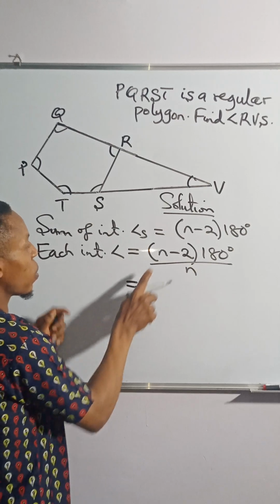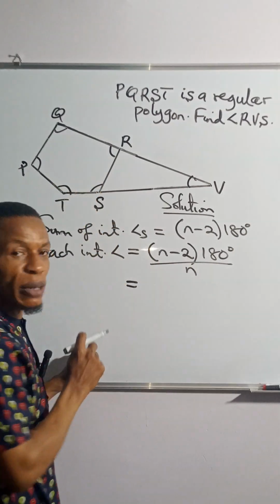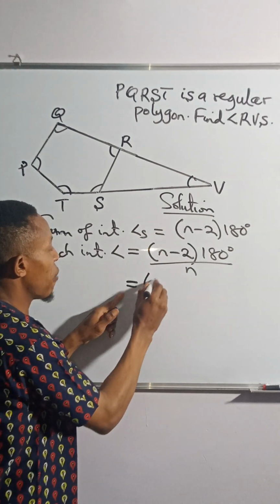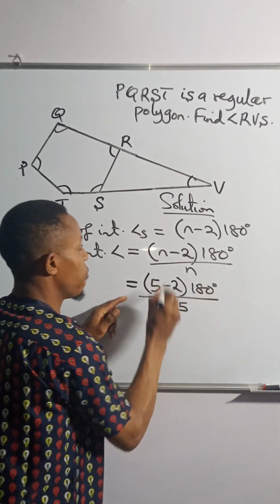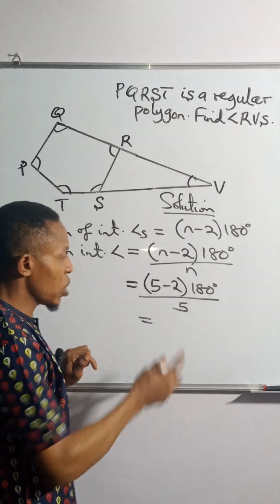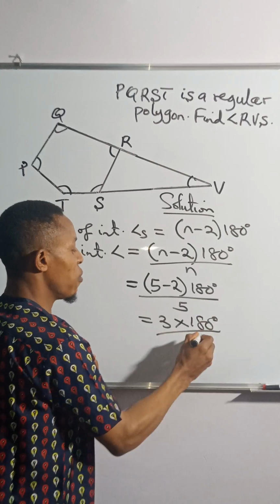Each interior angle: what is the number of sides of this polygon? 5 sides. It's a pentagon. So n will be represented with 5. We have (5 minus 2) times 180 degrees divided by 5. What is 5 minus 2? It gives us 3. So 3 multiplies 180. We have 3 times 180 degrees divided by 5.